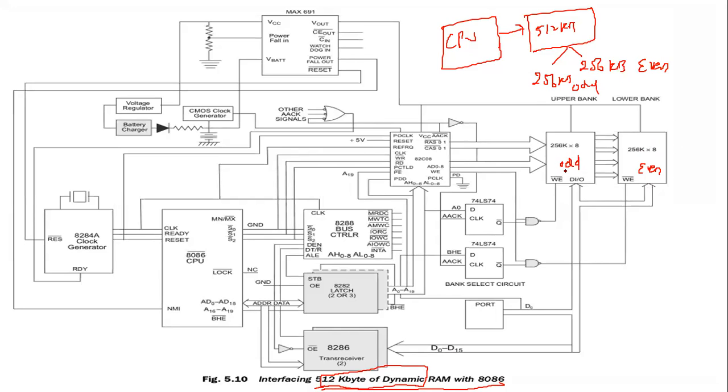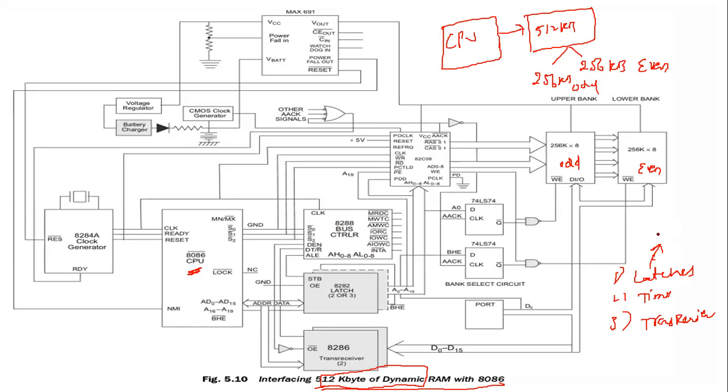To work with these 256 KB banks and the CPU, we require some circuits. Whenever you connect to the memory device in the general bus operation, which you have already studied, you require the latches. I hope you remember the diagram: latches, timers, and transceivers. Latches are used for a reason.